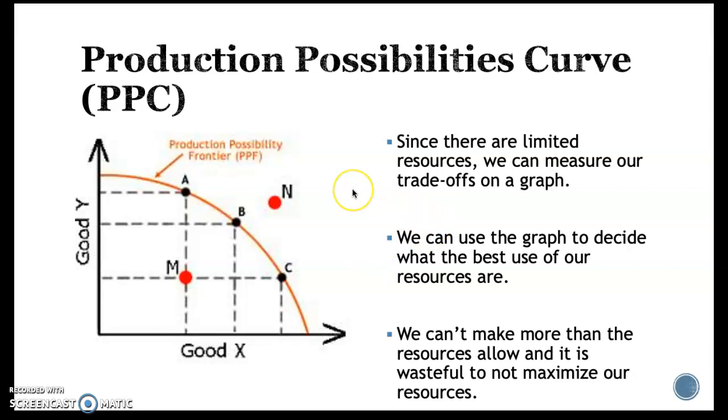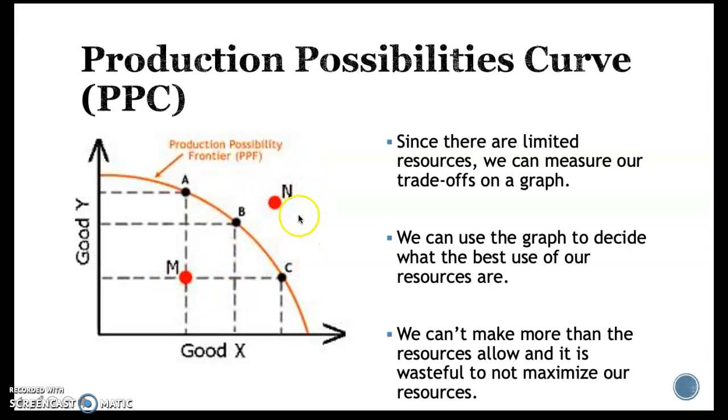So not only can we use this graph to make sure that our resources are maximized, but we can also use it to measure any trade-offs that are happening. Now you see points A, B, and C, like I mentioned before. As long as producers are working at points on the actual curve of A, B, and C, they are working at 100% efficiency. They are maximizing their resources. However, if they are only working at point M, that means they're being wasteful. They have resources, they have capital that they are choosing not to use. So they are working at less than 100% efficiency here at point M.